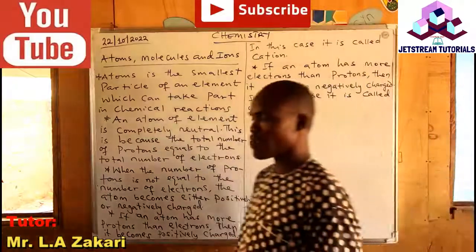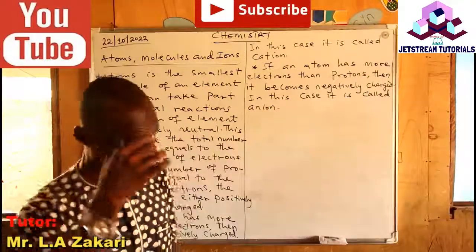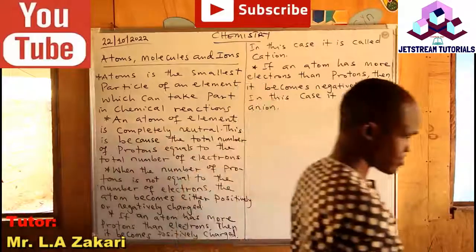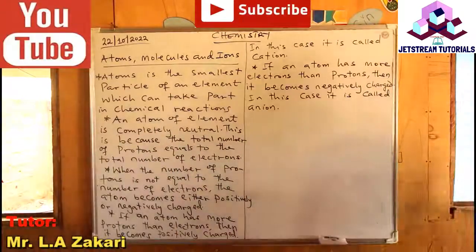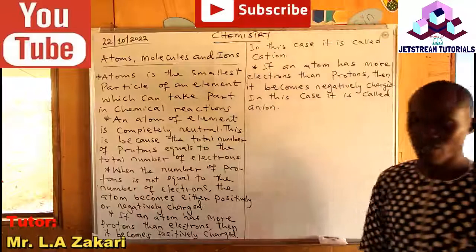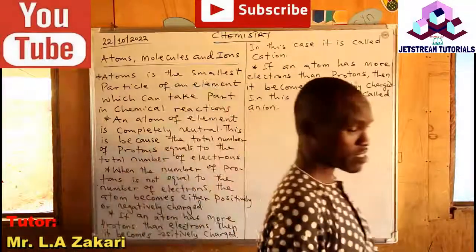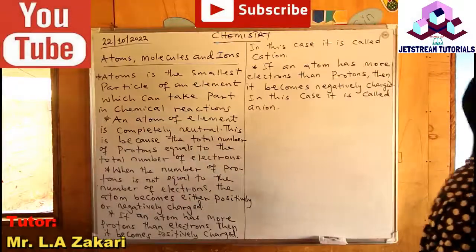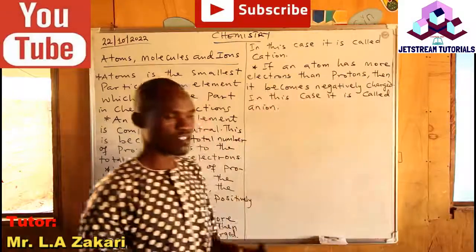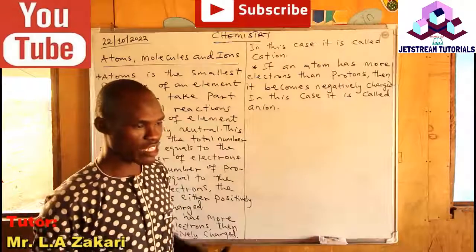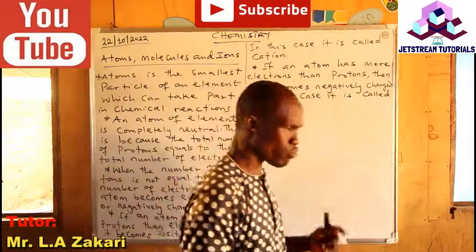All atoms that we have, where can we find an atom? Who can tell us where atoms are found? We find atoms in elements, isn't it? Atoms are present in elements. Now, these atoms are responsible for the chemical reactions these elements undergo.